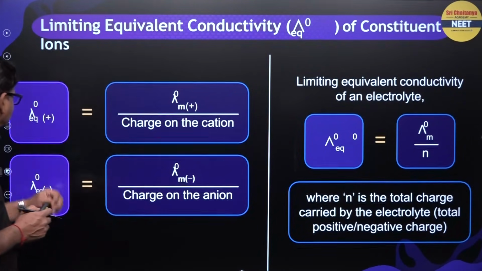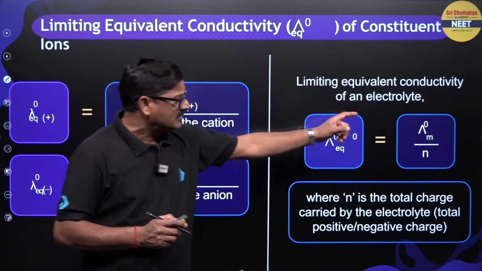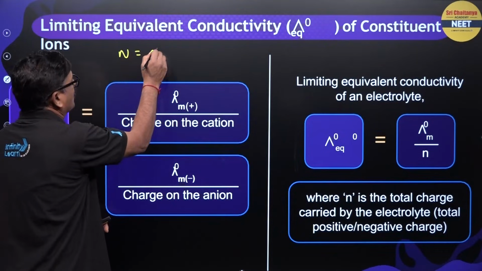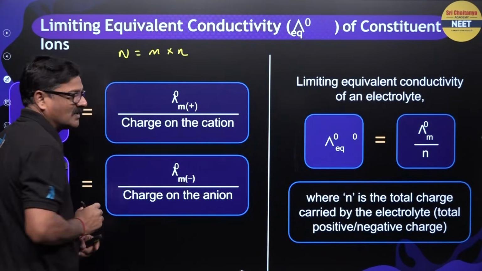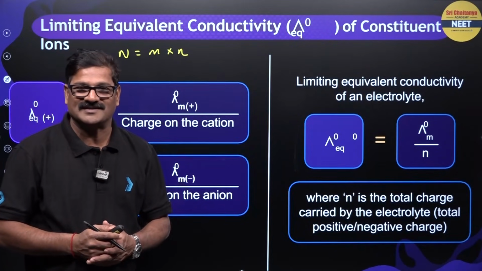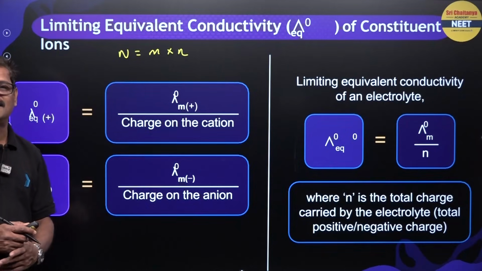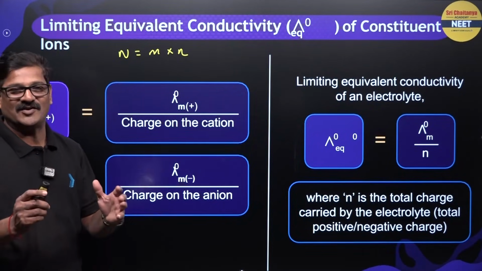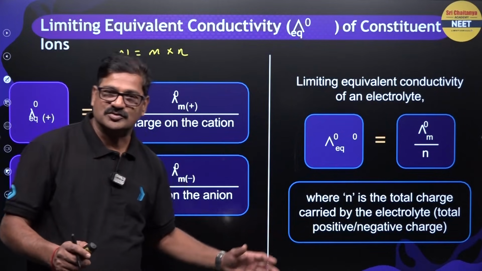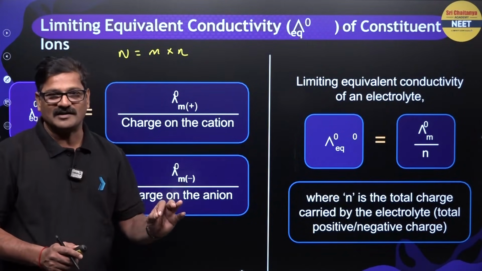And you can see limiting equivalent conductivity is going to be molar conductivity by N. As you know, normality is equal to molarity into N factor. But you don't say equivalent conductance is equal to molar conductivity by N factor. So, the N factor is the variable here. N is the total charge on either the cation or anion. You can take the total magnitude of charge, and this is going to be a direct conversion from molarity to normality.